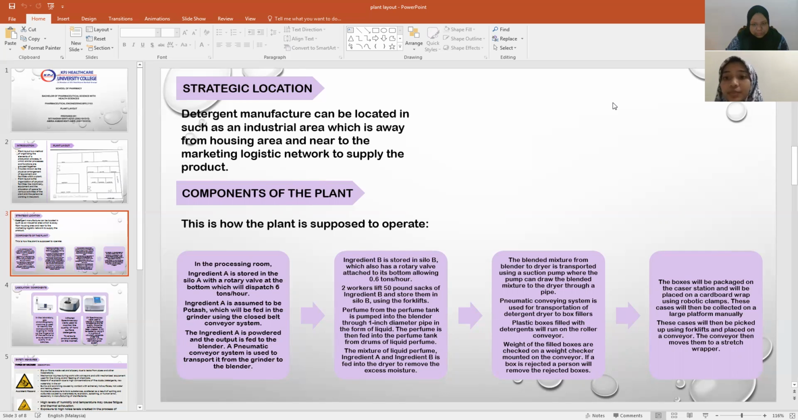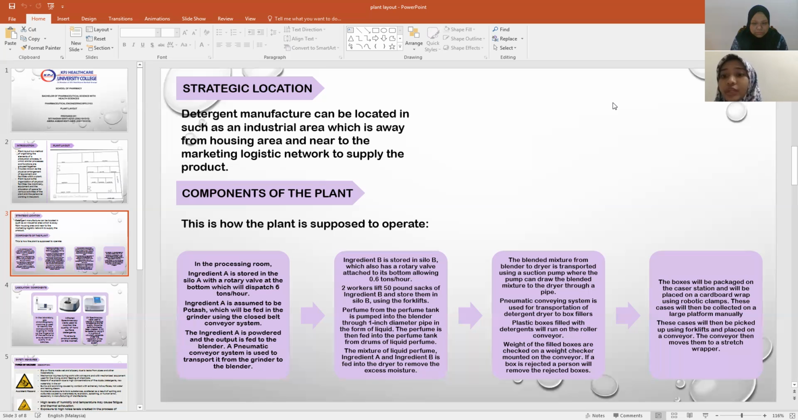As for ingredient B, which is stored in silo B, it also has a rotary valve attached to its bottom, allowing 0.6 tons per hour. It considers around 2 workers to lift 50-pound sacks of ingredient B and store them in silo B using the forklifts. Perfume from the perfume tank is pumped into the blender through a 1-inch diameter pipe in the form of liquid. The perfume is then fed into the perfume tank from drums of liquid perfume.